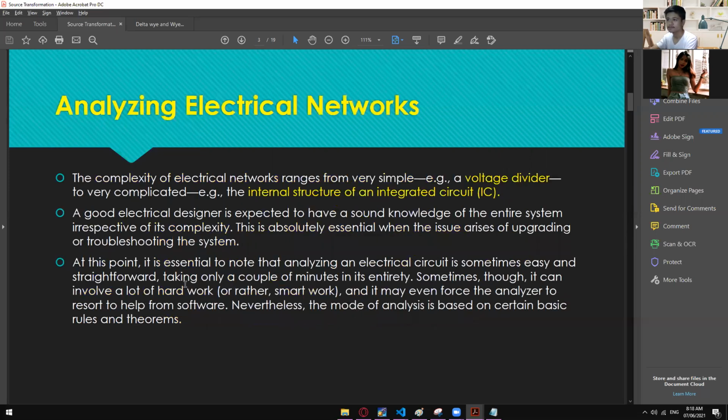All right. So in analyzing electrical networks, we can have a very simple, let's say, voltage divider, up to a very complicated circuit, like the internal structure of an integrated circuit or IC. Initially, of course, you can dissect that one into smaller chunks. Like in this IC, we can have, let's say, 10 parts.